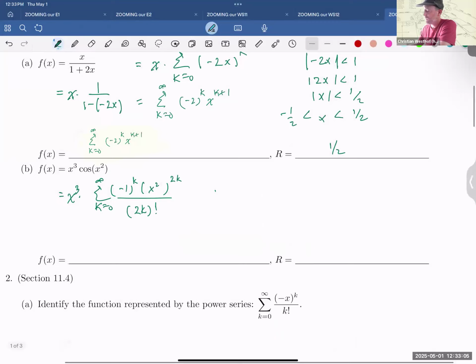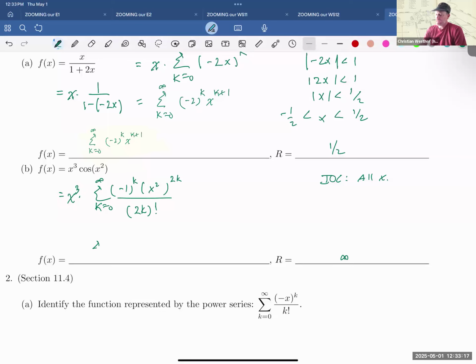For the all x part, your interval is all x, or negative infinity to infinity, so the radius is infinite. Then when you bring the x cubed in, we're going to get the sum from k equals 0 to infinity of negative 1 to the k, x to the, let's see, this here is 4k. You're going to multiply the 2 and the 2k. So 4k plus 3 is 4k plus 3. It is not 7k. So x to the 4k plus 3 over 2k factorial. That's that one.